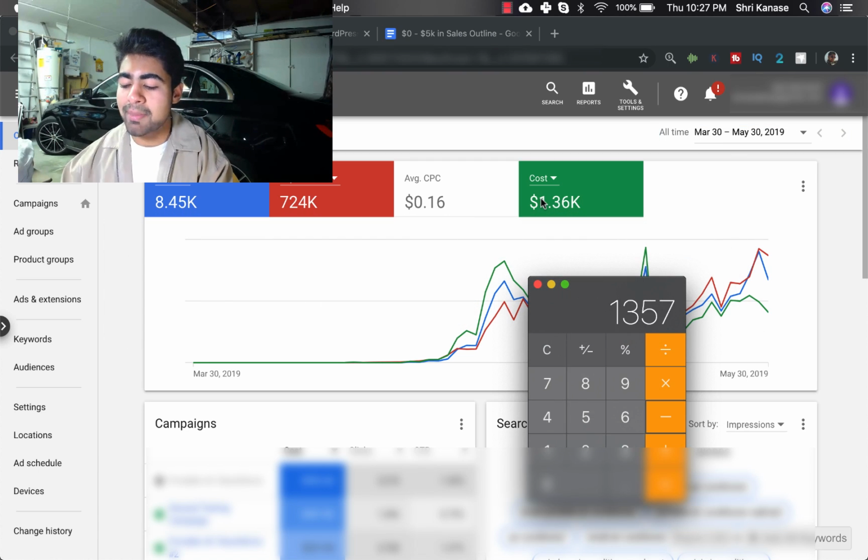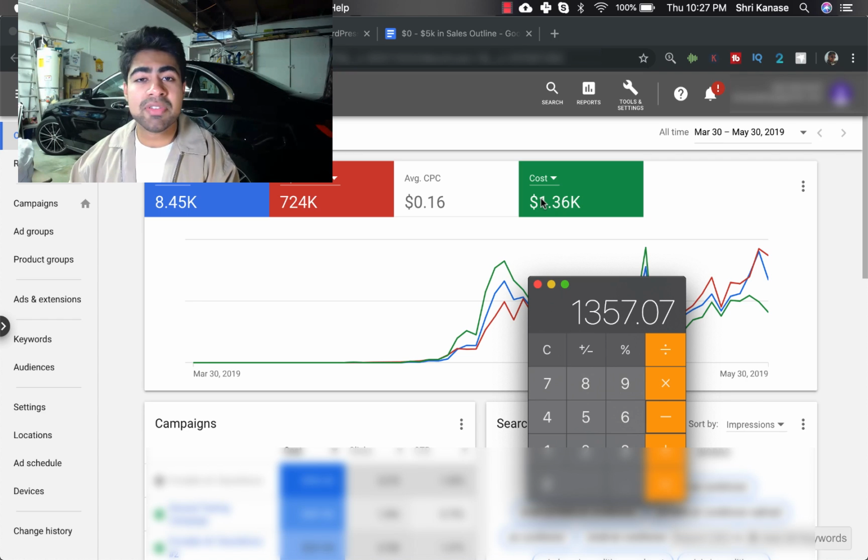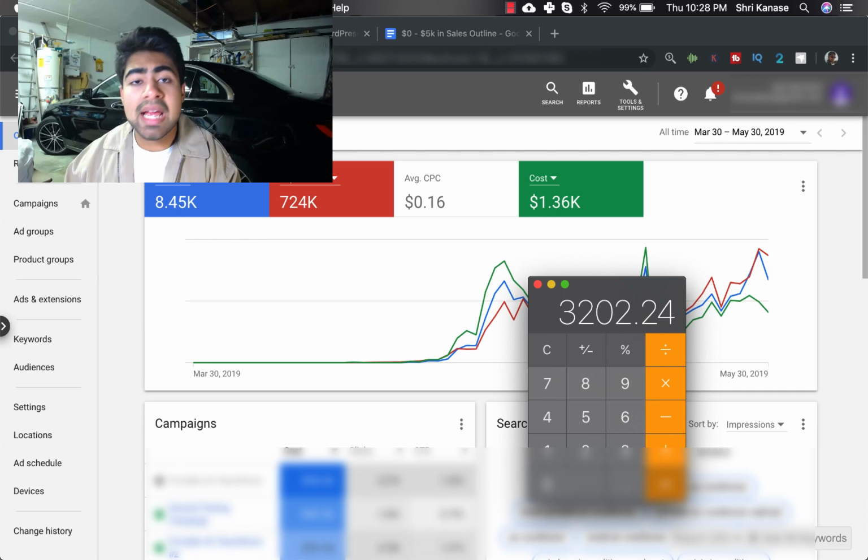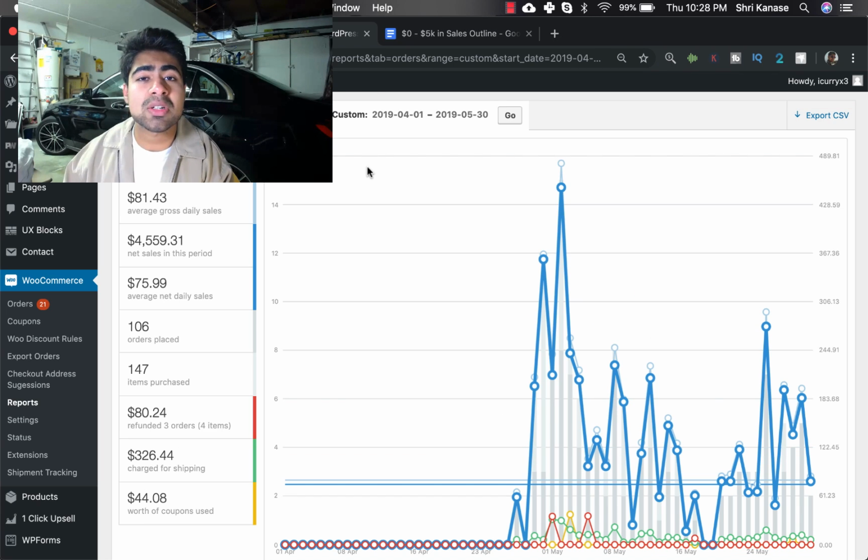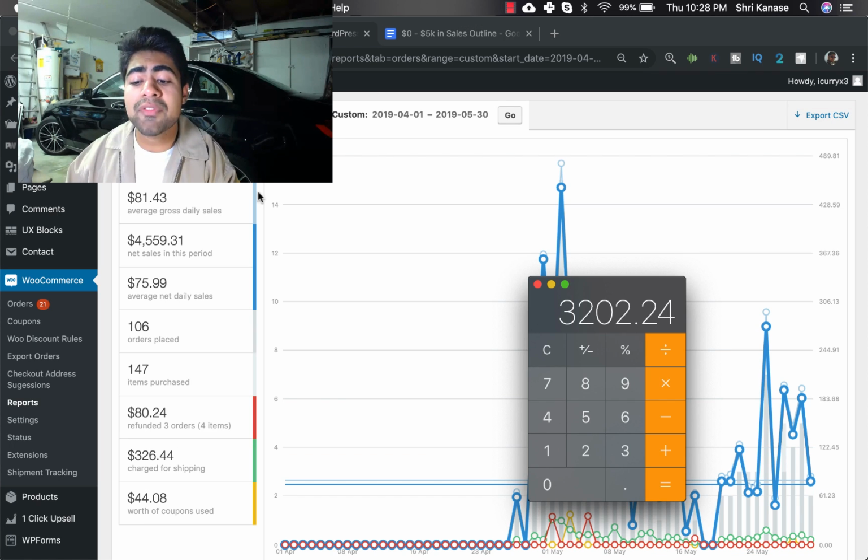So just subtract that by $1,357.07, and we're left over with $3,202.24. This amount is our gross profit. We have not calculated the cost of goods yet. And the cost of goods for this Shopify store was around 40% of the total sales.